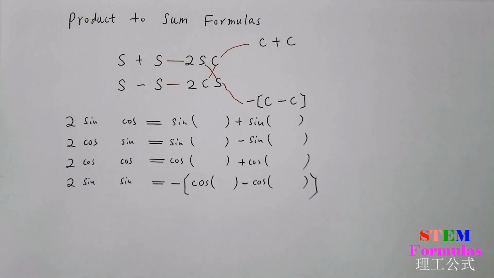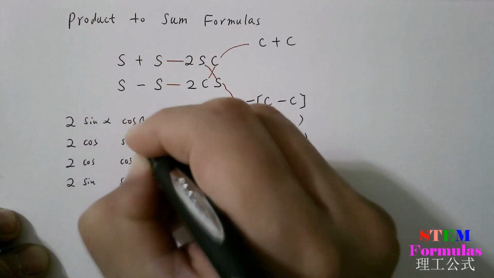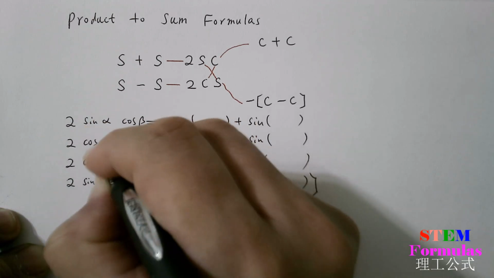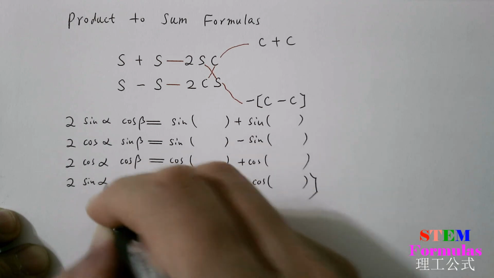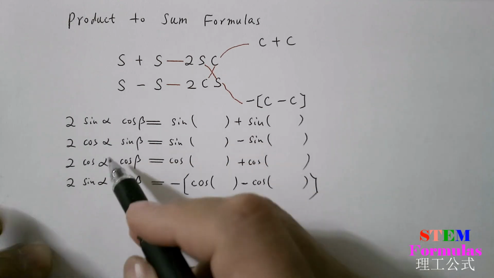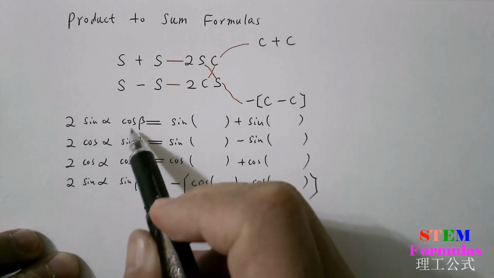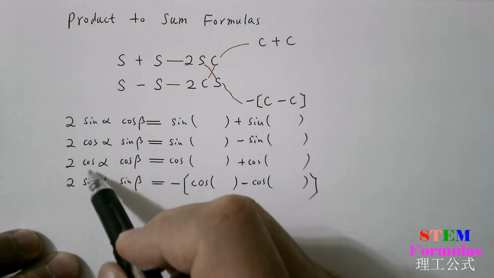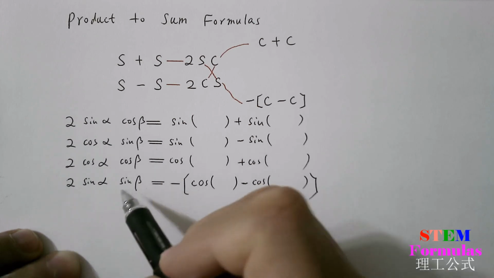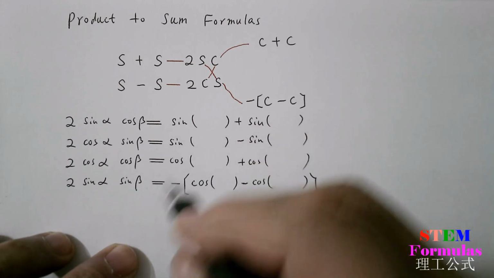So on the left side, I write down alpha, beta, alpha, beta, alpha, beta. So on the left is products. So sine times cosine. So it's product: cosine times sine, cosine times cosine, sine times sine. So on the right side is sum.